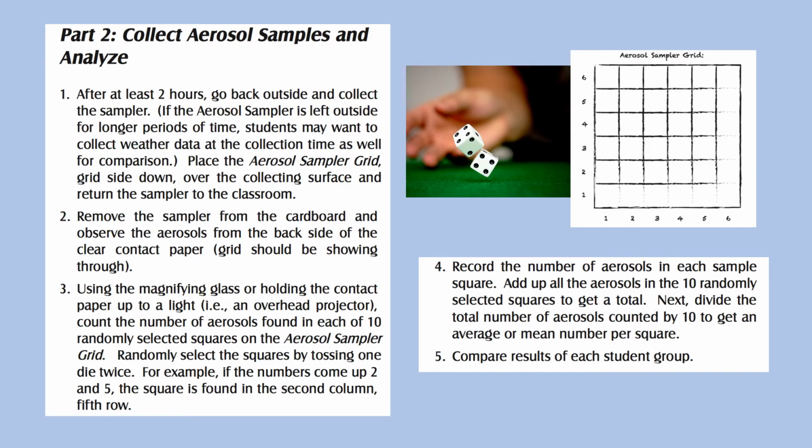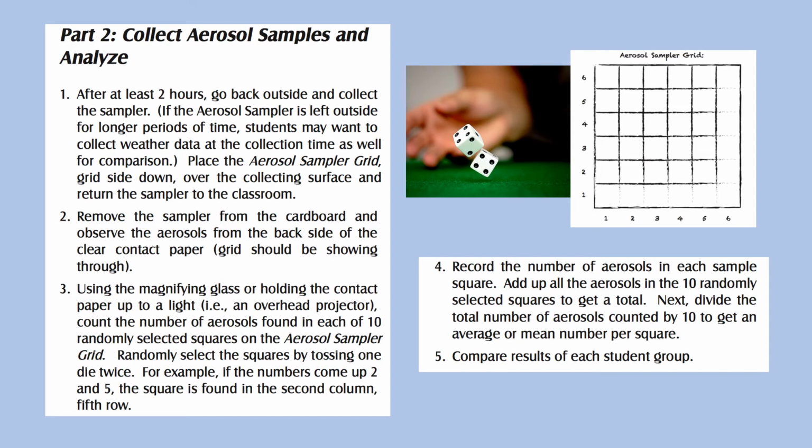So the students will leave the sampling grids outside for at least 2 hours and then go back and then collect them and bring them to the classroom for analysis. And I won't read through all of these instructions here, but the idea is that you'll roll some dice, and then with those dice you can determine randomly from which grid location you will add up the number and count the number of aerosols that you see.